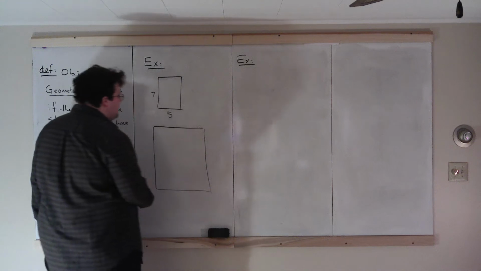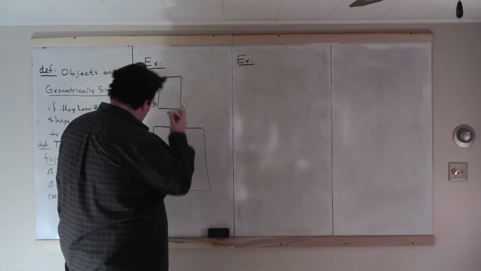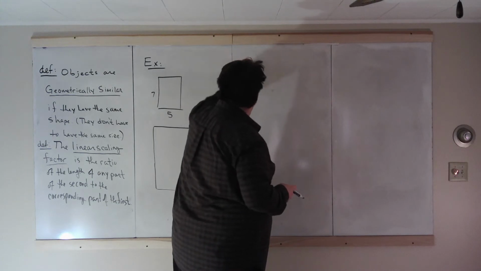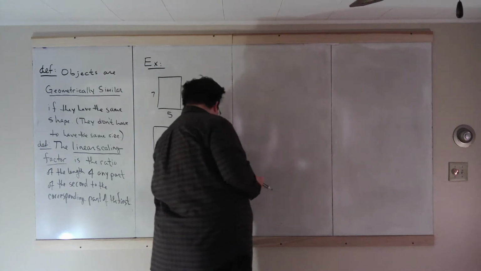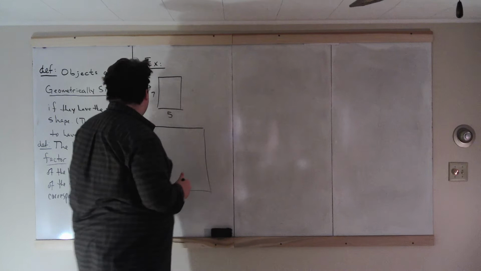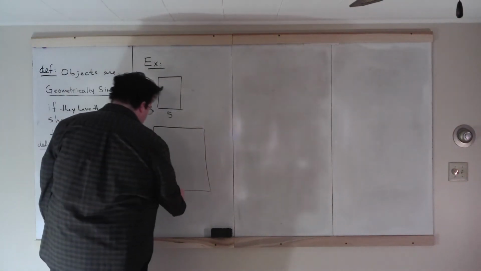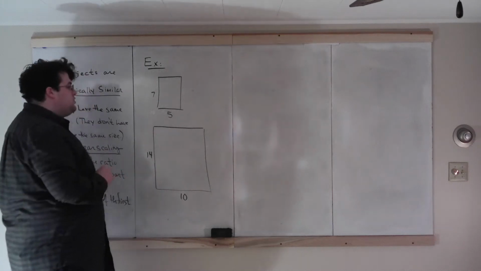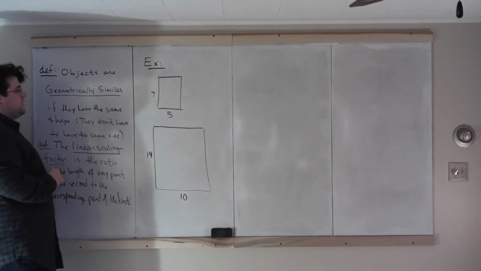Shape 2, not necessarily drawn, that's not going to fit on the board. Well, we're going to do 2 examples. Maybe I'll do it like this, and then I'll see where the other example goes. So let's take a 5 by 7. Let's take a 10 by 14. Question, are these geometrically similar? If so, what is the linear scaling factor?